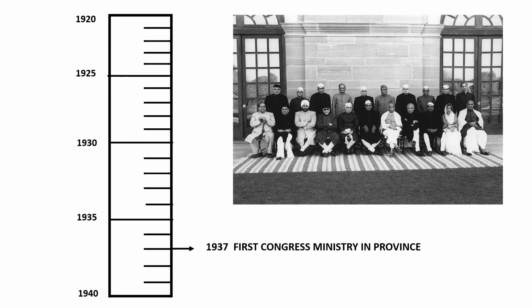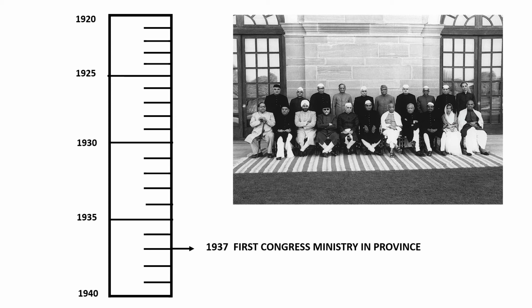1937 First Congress Ministry in Province. The Government of India Act of 1935 was implemented with the announcement of elections in 1937. The Congress called off its program of boycott of legislature and contested elections. It emerged victorious in 7 out of 11 provinces.